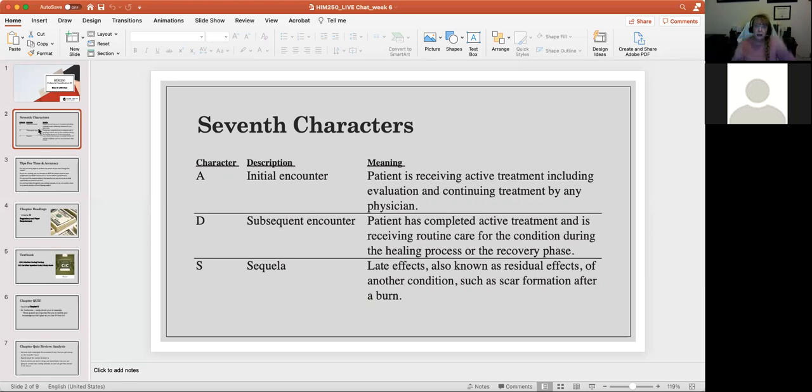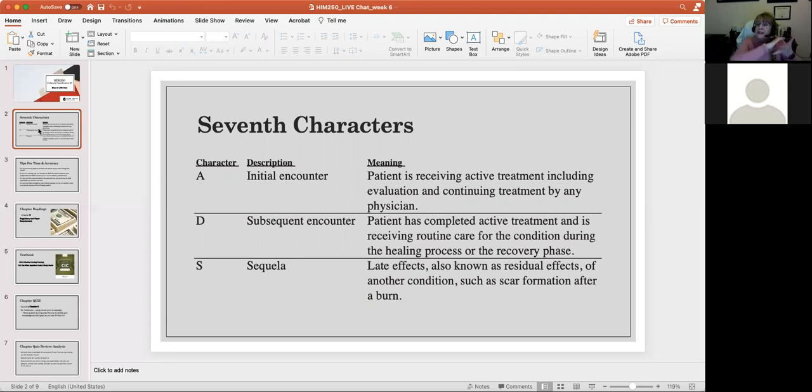So initial encounter is a patient who is receiving active treatment. They are in the treatment plan. Okay. So a patient goes to see a doctor. That starts the initial encounter. Okay. The doctor evaluates, determines a diagnosis, and creates a treatment plan. While we are within the treatment plan, that is an A. Okay.